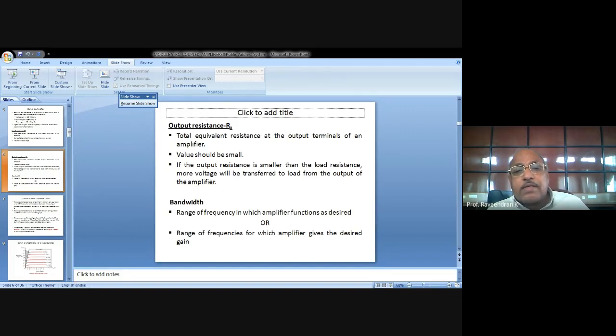Then what happens? When RE of sufficient value is here, RE will develop a voltage drop across it. So your signal current will be dropping across here. So RE will have a large voltage drop, reducing the collector emitter voltage. The output will be reduced. When the output is reduced, the voltage gain is reduced. Isn't it? The voltage gain is reduced.